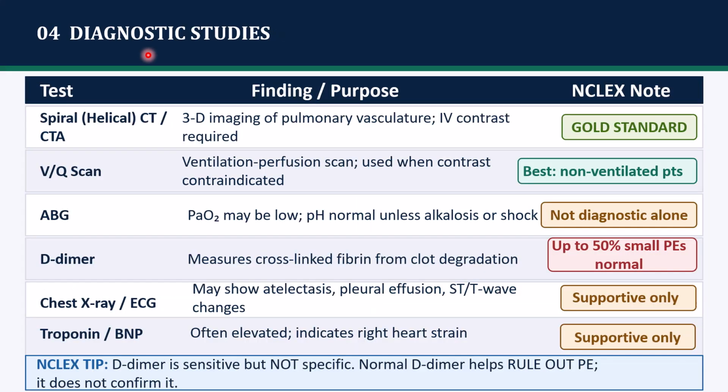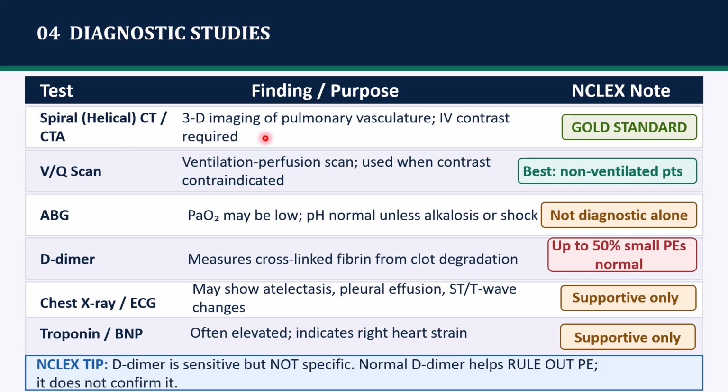Let's talk about how PE is diagnosed. There are several tests used, and the NCLEX will test your ability to distinguish between them, especially which ones are definitive and which are just supportive. The gold standard for diagnosing PE is the spiral CT scan, also called helical CT or CT angiography or CTA.